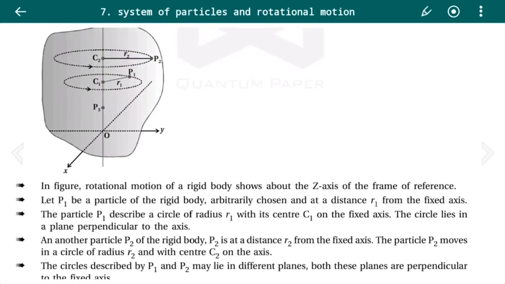In the figure, rotational motion of a rigid body is shown about the z-axis of a frame of reference. Let P1 be a particle of the rigid body, arbitrarily chosen and at a distance r1 from the fixed axis. The particle P1 describes a circle of radius r1 with its center C1 on the fixed axis. The circle lies in a plane perpendicular to the axis.